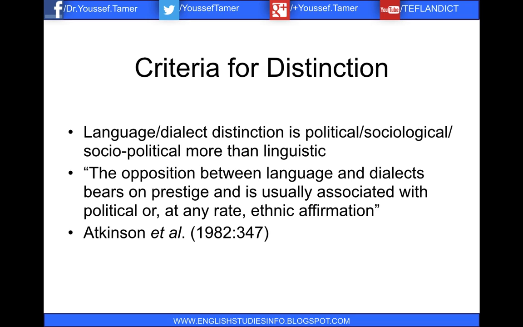Okay? Ethnic affirmation. For example, in some contexts, you can have different ethnic groups, but one of the ethnic groups is stronger, richer, and more powerful than the others. Usually, they adopt the dialect of that group in order to make it the official language of the whole group. That's why the reasons have to do with sociological factors, political factors, socio-political variables, rather than linguistic variables.